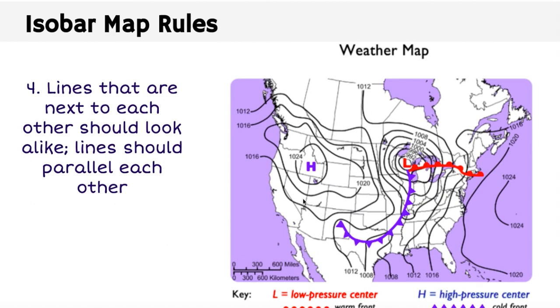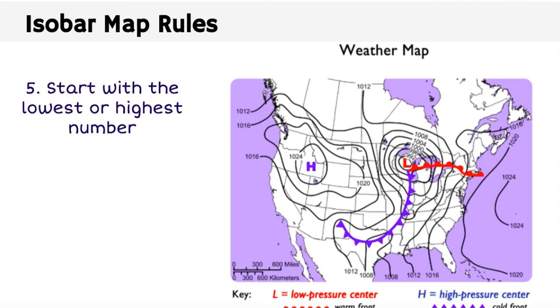So try and make them kind of the same shape. And we don't have all these different weather station readings to go by on our map, so we just have a few. That means that we're going to connect those particular readings and try and make smooth curved lines that don't touch or cross and that are pretty parallel to each other.